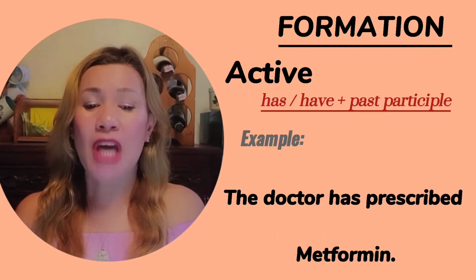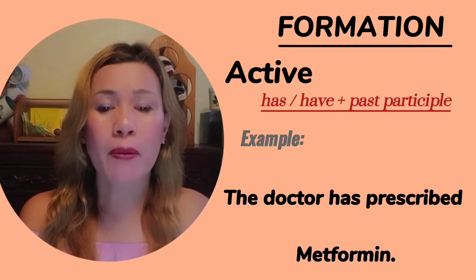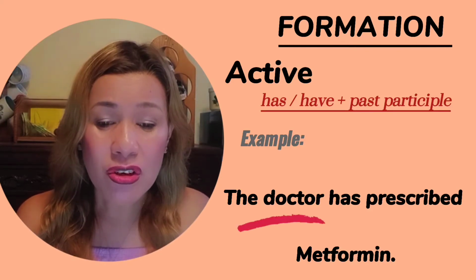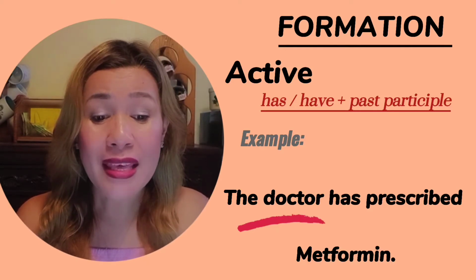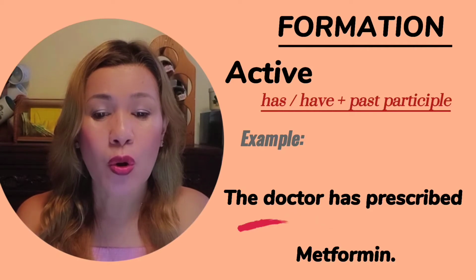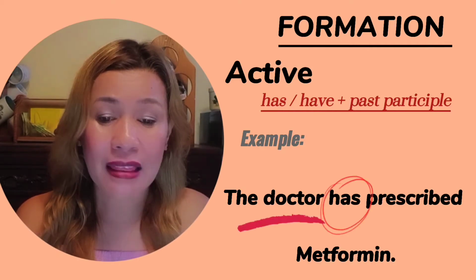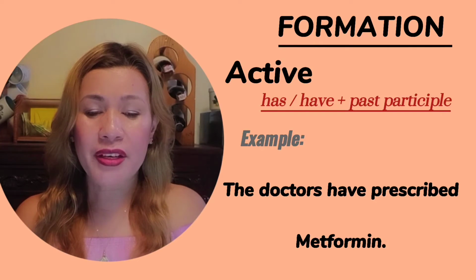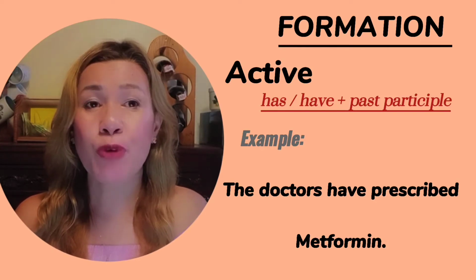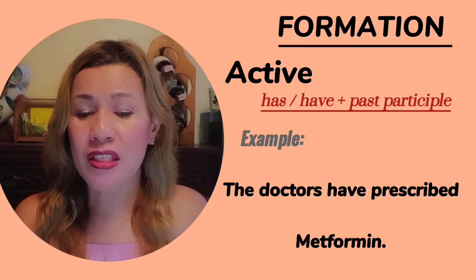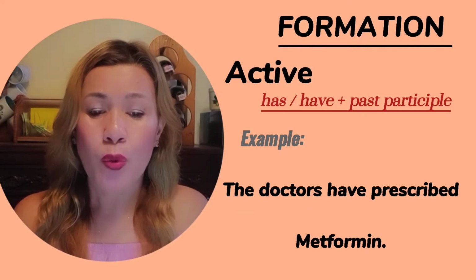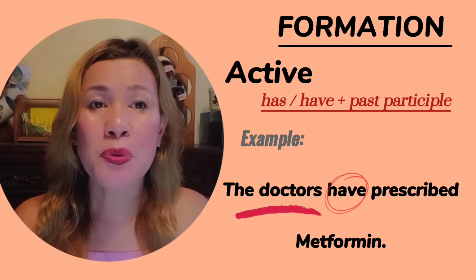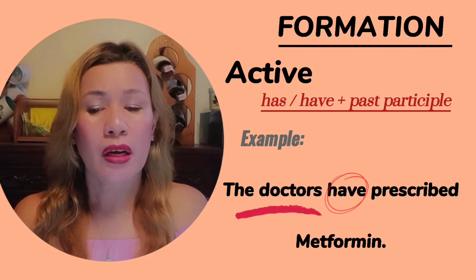In this example, the doctor has prescribed metformin. So, your subject is the doctor. This is active because the doctor, which is your subject, is doing the action has prescribed. So, it is using has, not have, because our subject is doctor, singular. In the second example, the doctors have prescribed metformin. Notice that our subject is doctors, plural, and therefore, we did away with has, we use have instead, because have is used for plural subjects. So, I hope it's clear now.